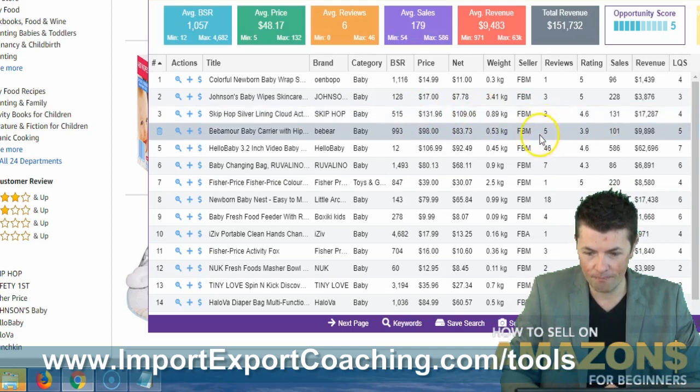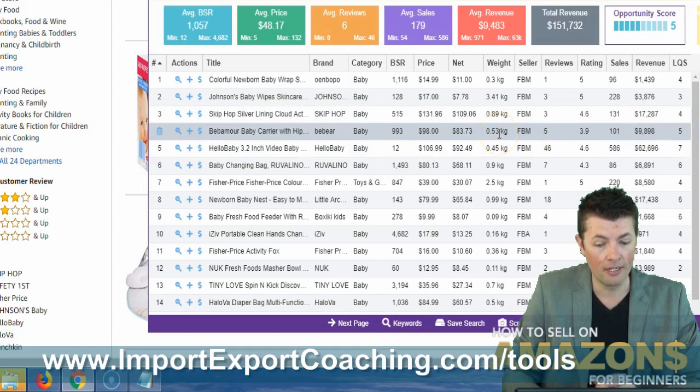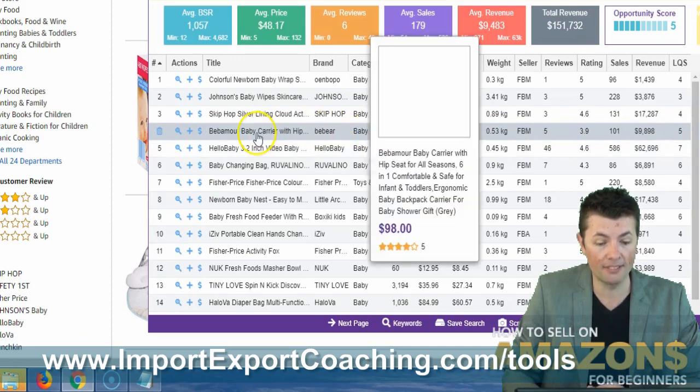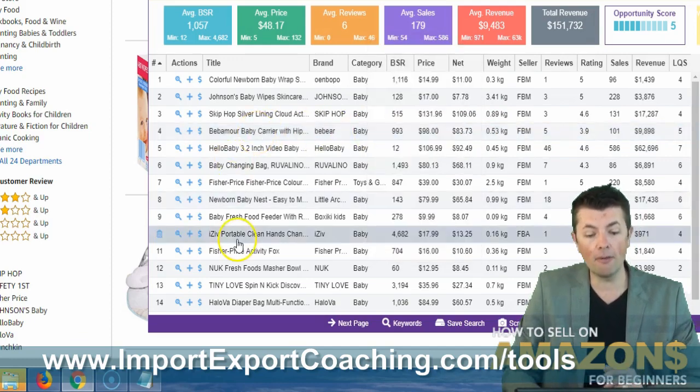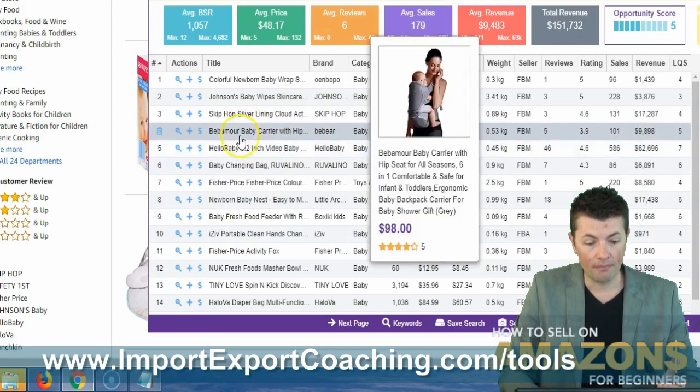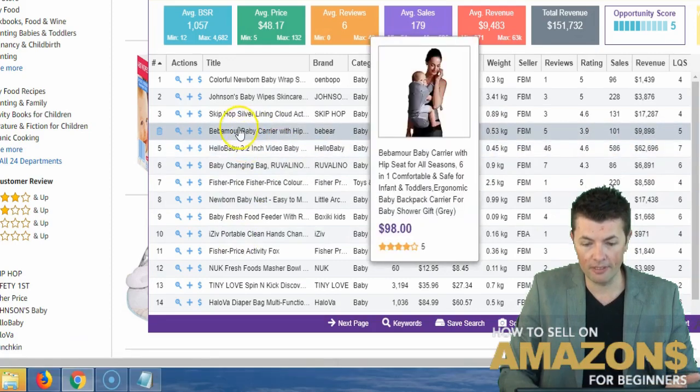Here we go. This one here has $10,000 a month in revenue, AUD, and 5 reviews. It weighs 500 grams, which is good. Bestseller rank is ideal between 1,000 and 5,000. And the price point is actually not too bad as well. And it's a baby carrier, right? So if I was interested in this baby carrier, where was it? It was here.